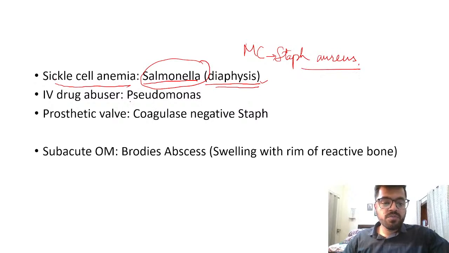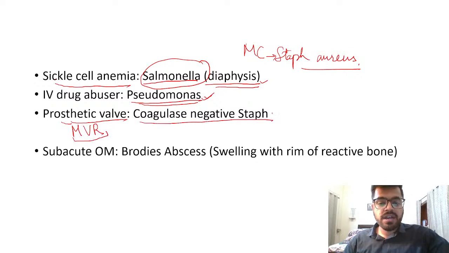In IV drug abusers, the most common causative agent is Pseudomonas. It is Pseudomonas in IV drug abusers. Pseudomonas causes osteomyelitis. In patients with prosthetic material, for example, if the question says the patient had a mitral valve replacement, then coagulase negative staphylococcus is the answer, because it grows on prosthetic valves and all prosthetic materials, such as Staph epidermidis.